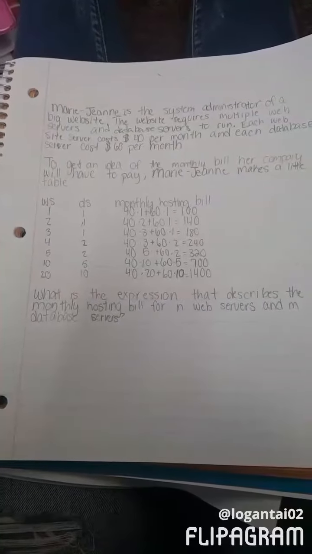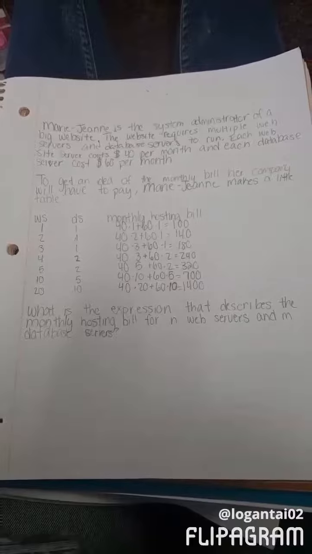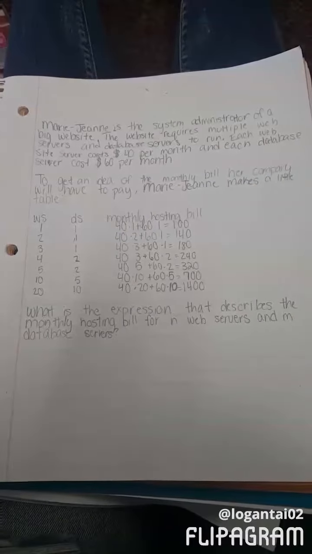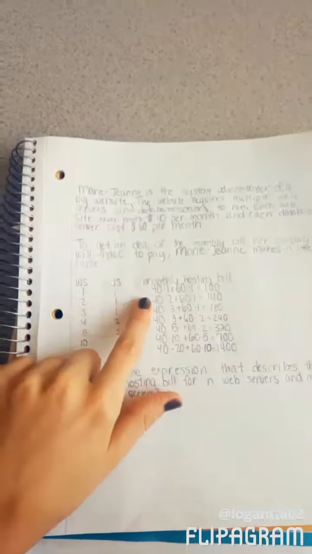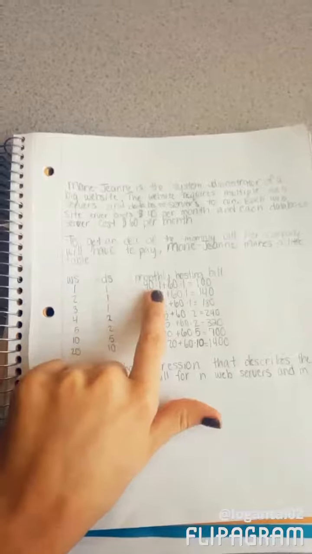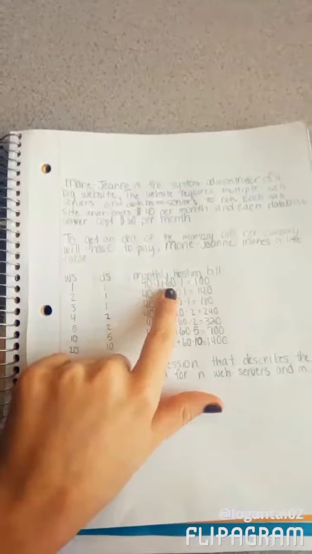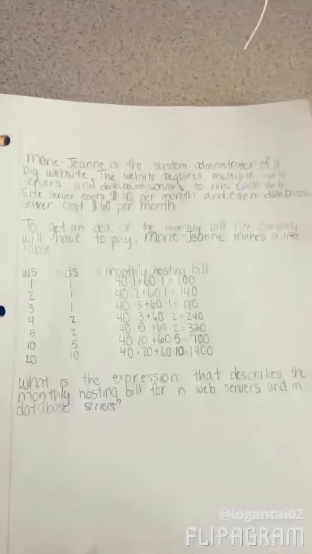What is the expression that describes the monthly hosting bill for N web servers and M database servers? So this is the number of potential web servers, and this is the number of potential database servers. If she has one web server and one database server, she has to pay $40 per month for that one web server and $60 a month for that one database server, which adds up to $100.